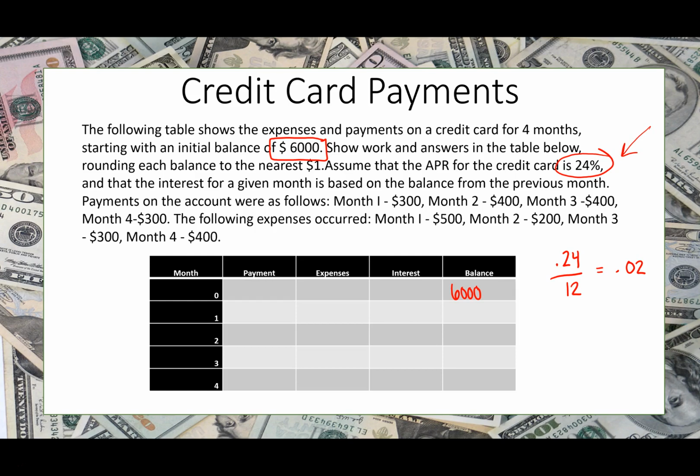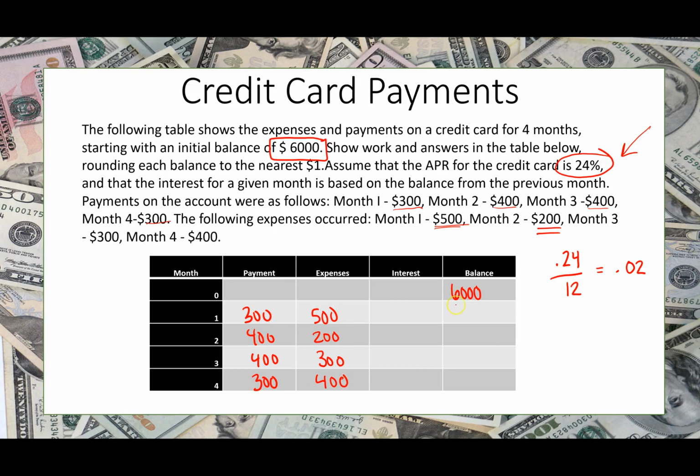All right, so let's go ahead and write this down. What are my payments? 300, 400, 400, 300. So that's 300, 400, 400, and then 300. Okay, what are my expenses? That's what I'm swiping on my credit card bill and adding to my debt. So this would be 500, 200, 300, and 400.